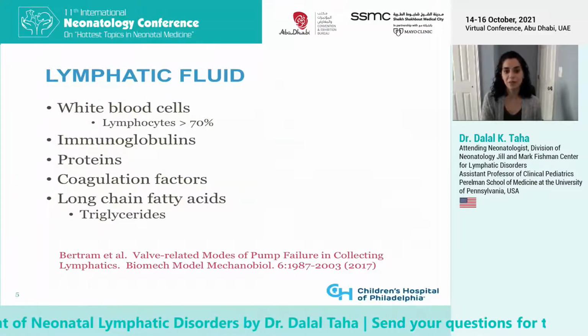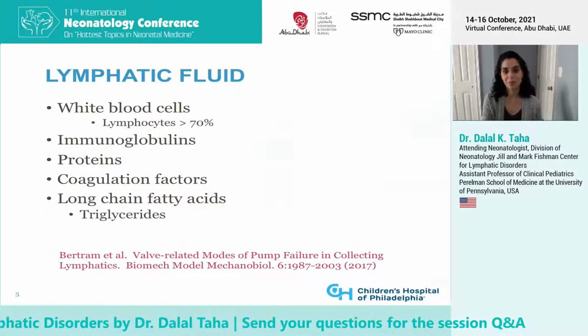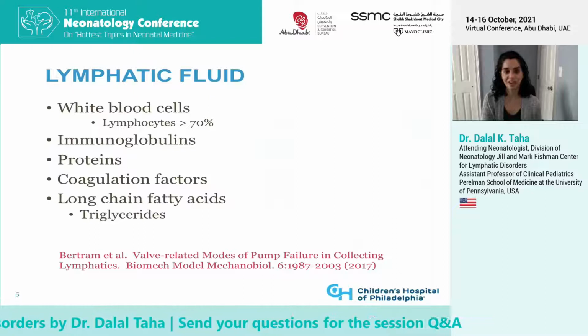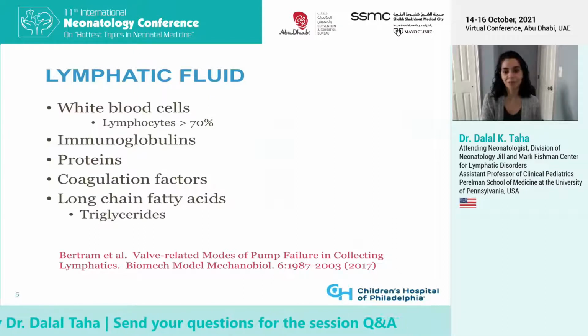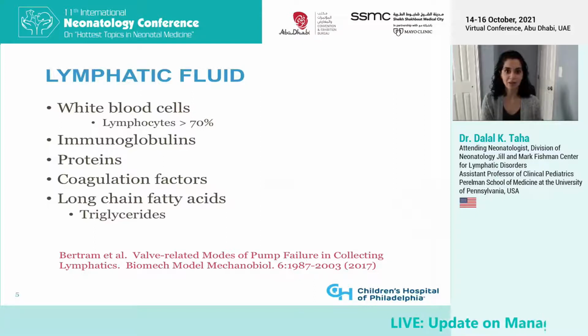Lymphatic fluid is made up of white blood cells with a lymphocyte predominance, immunoglobulins, proteins, coagulation factors, and triglycerides. Fluid that is suspected to be lymphatic in origin is generally tested for lymphocyte count, albumin, protein, and triglyceride level. Some patients who have a high volume of lymphatic drainage may actually present with either coagulopathy, immunodeficiency, or hypoalbuminemia.